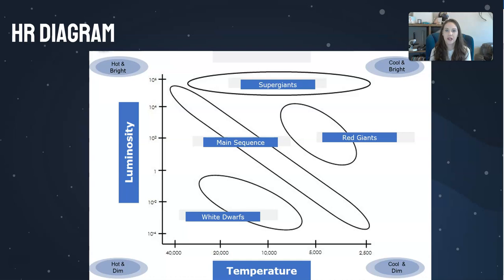So in this video, we're going to talk about the key features of the Hertzsprung-Russell diagram. This chart was first created about 100 years ago by two astronomers called Hertzsprung and Russell. Go figure. Okay, so when you look at the HR diagram, I want you to pay close attention to the axis. They might look a little bit different than what you've seen before.